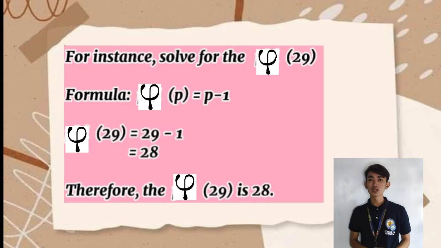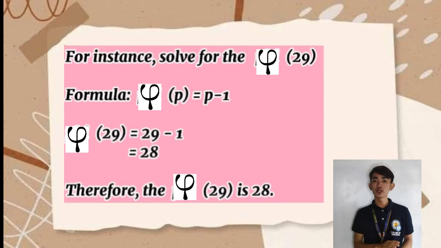For instance, solve for the phi of 29. Since 29 is a prime number, we use the formula phi of p equals p minus 1. Substitute 29 to the p, so we have phi of 29 is equal to 29 minus 1. The answer is 28, therefore, the phi of 29 is 28.